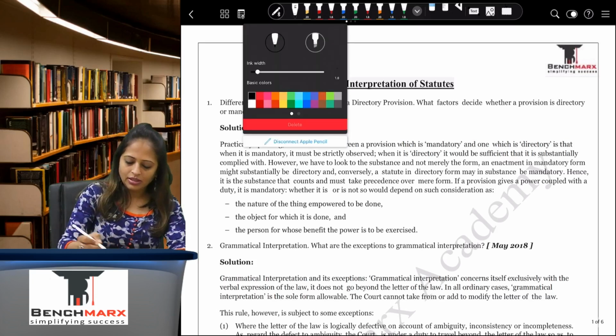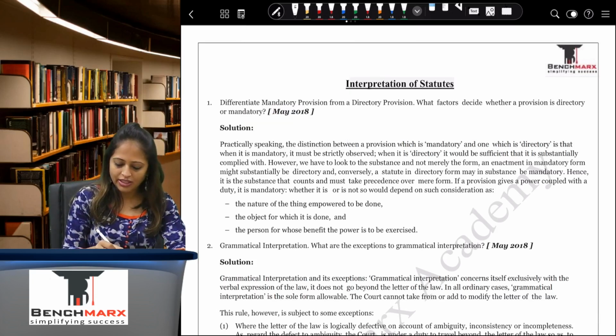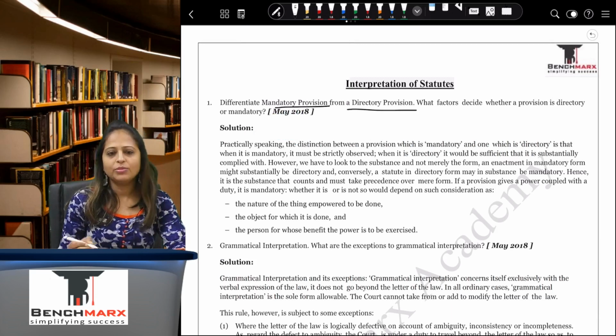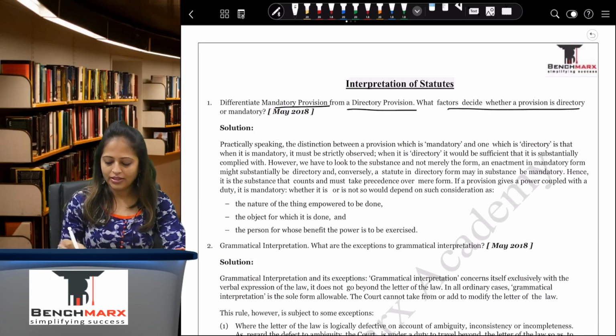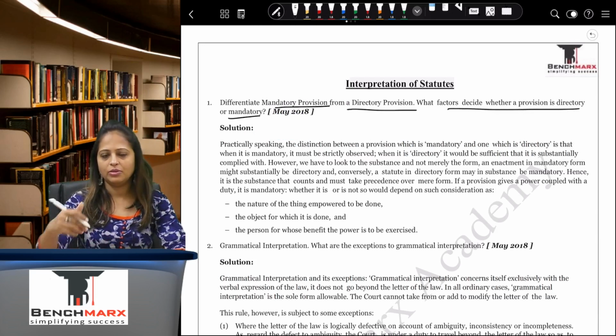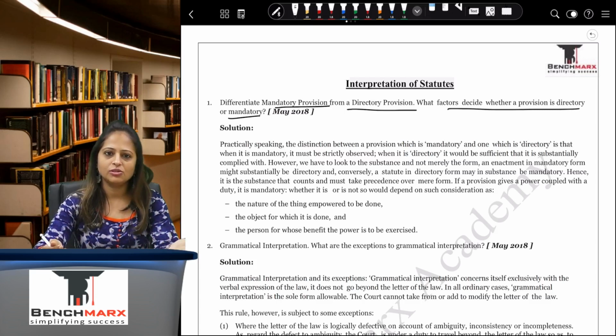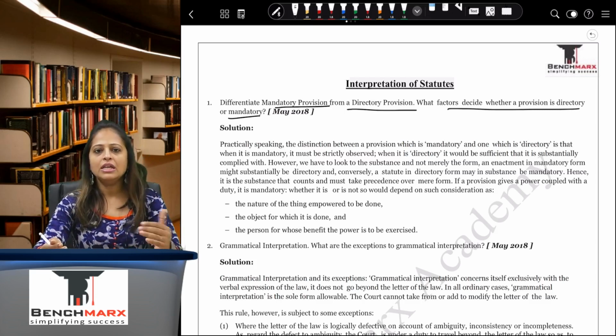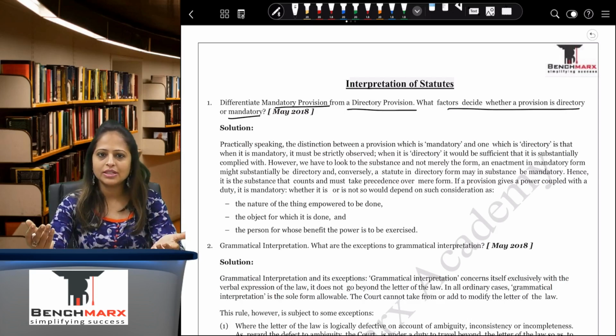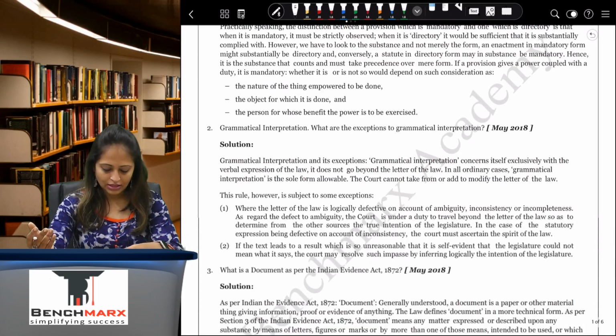Now, starting with the first question: differentiate mandatory provisions from a directory provision, and what factors decide whether a provision is directory or mandatory. This is also a mix of your General Clauses Act where you do the shall and may. Similarly, here mandatory is something that you have to do, directory is something you may or may not do, but it may also be used interchangeably is what we will write.